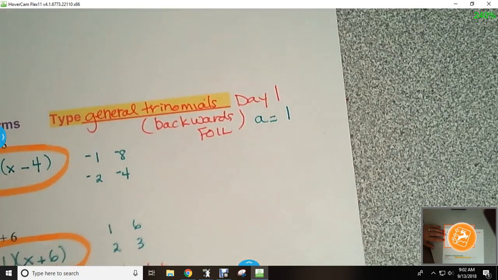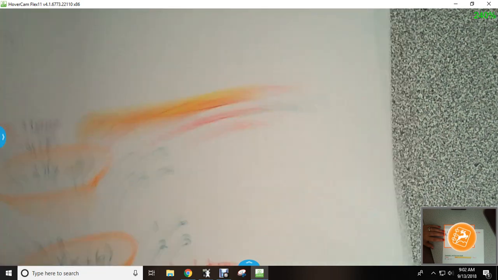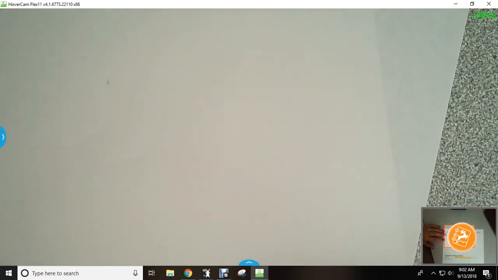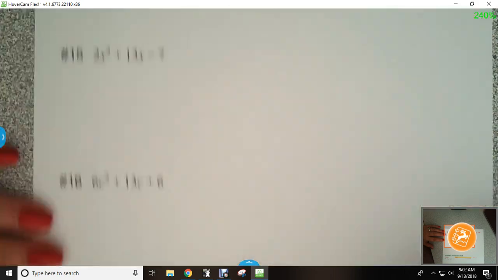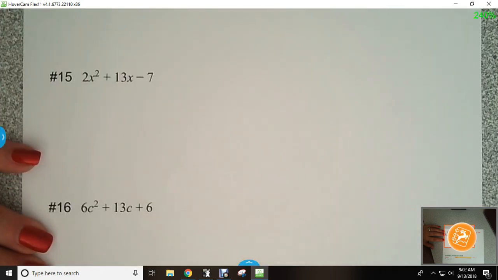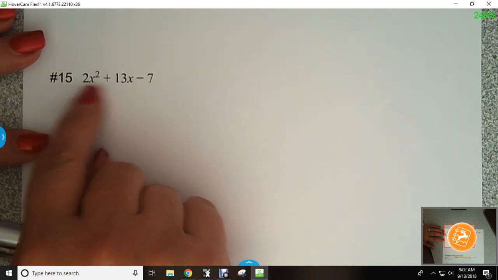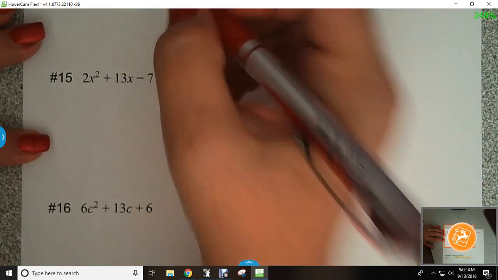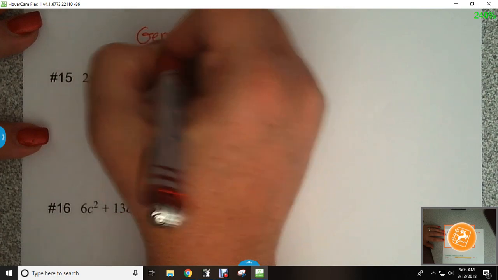Alright, so now we're going to move on to problem number 15. And starting with problem number 15, my a is not 1, and I do not have a GCF. So starting here, these are general trinomials.